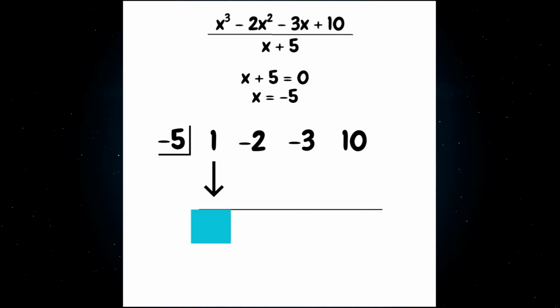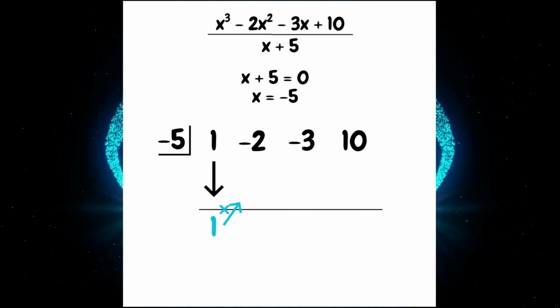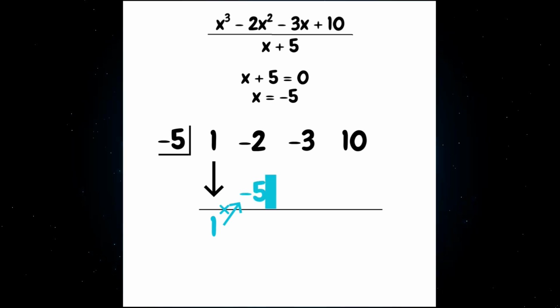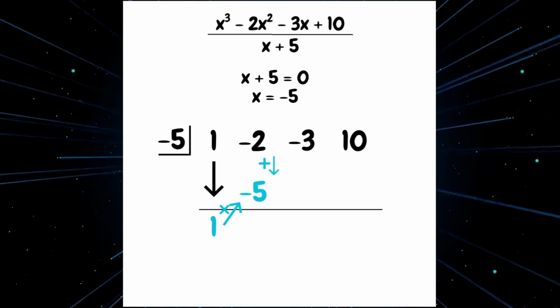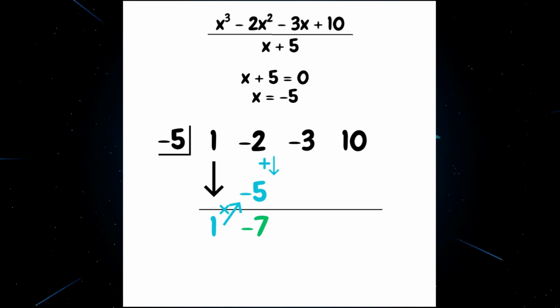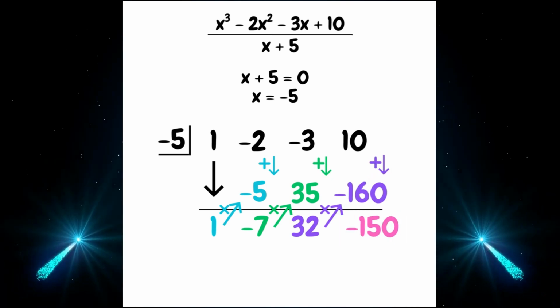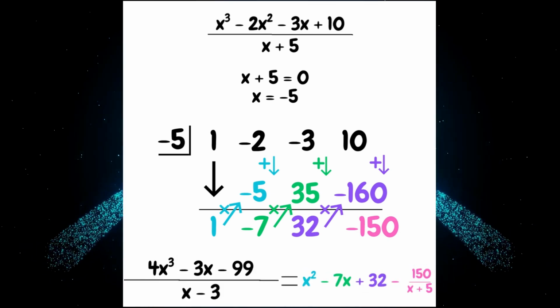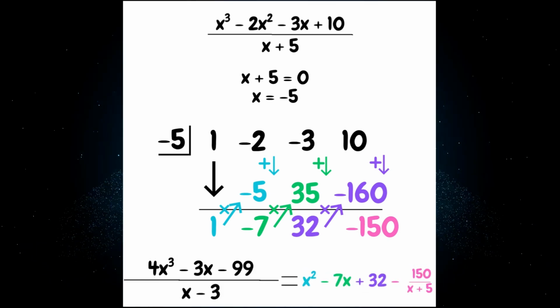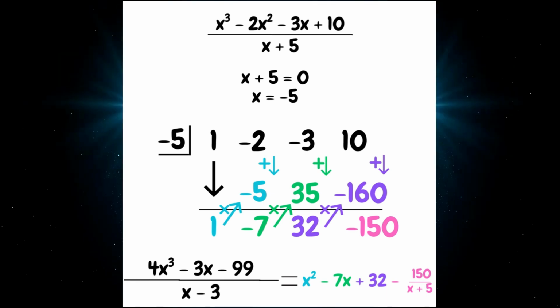Now I'm going to bring that 1 down, and I'm going to multiply 1 times negative 5. That gives me negative 5. Now I'm going to add negative 2 plus negative 5, which gives me negative 7. I'm going to repeat those steps. Negative 7 times negative 5 is 35. 35 plus negative 3 gives me 32. 32 times negative 5 is negative 160. Plus 10 gives me negative 150. This is going to give me my final solution of x squared minus 7x plus 32 minus 150 divided by x plus 5.